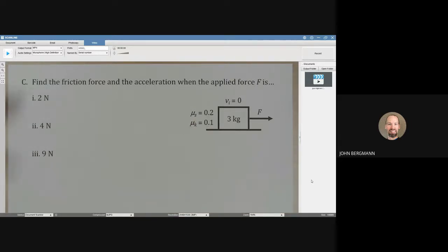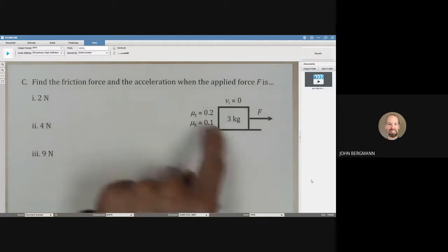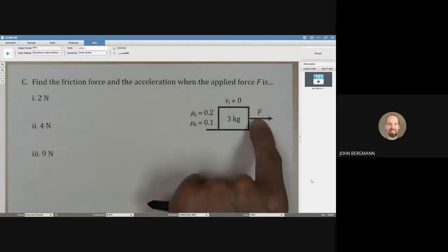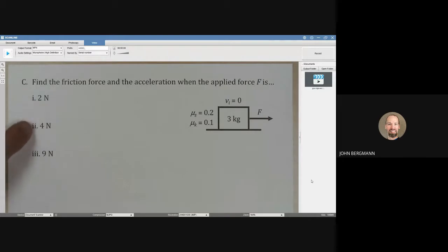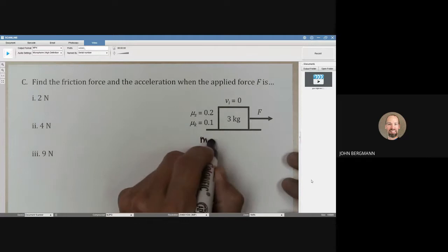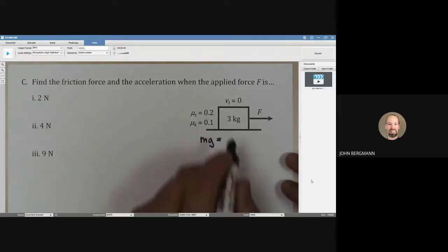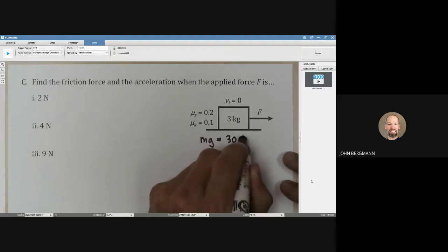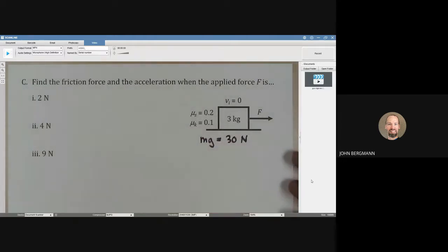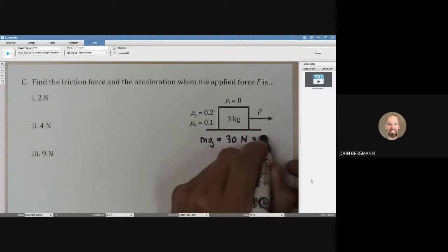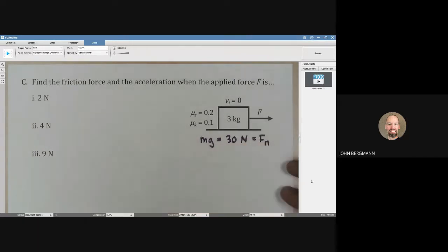And we want to know what's the friction force and what's the acceleration of the mass if this applied force is 2 or 4 or 9 newtons. Let's see what we can do here. If we take g to be 10 meters per second squared, which is a fairly good answer, we can see that the weight of this object is 30 newtons. And since the weight and the normal force are the only two vertical forces, that must mean that the normal force, which acts in the upward direction, is also numerically equal to 30.